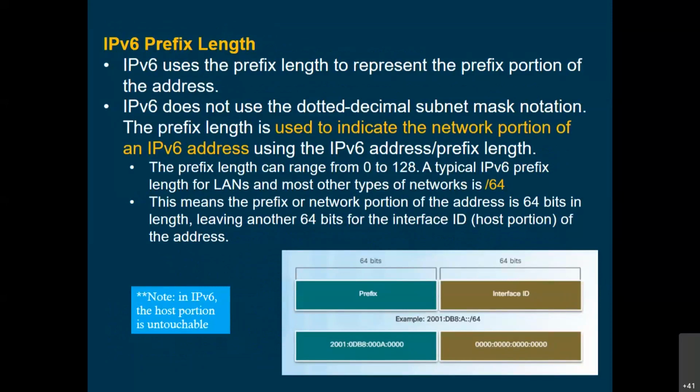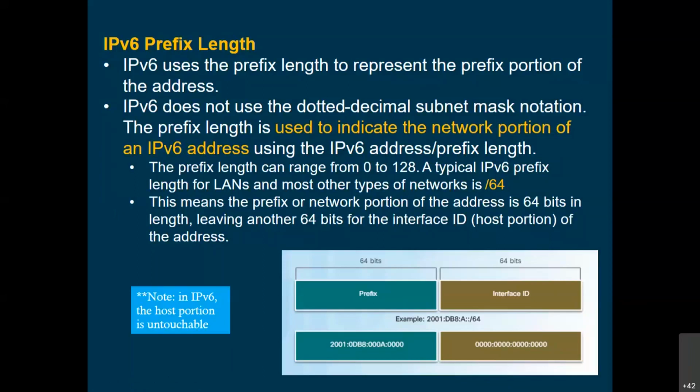Now in an IPv4 address, you have a subnet mask. Right? In IPv6, you have what you call a prefix length. So IPv6 uses the prefix length to represent the prefix portion of the address. It does not use dotted decimal subnet mask notation. So the prefix length is used to indicate the network portion of an IPv6 address. It will be written as the IPv6 address, and then a slash and the prefix length. Okay? So it will show you the network portion. In essence, it is kind of like the subnet mask, but that is where the similarities end.